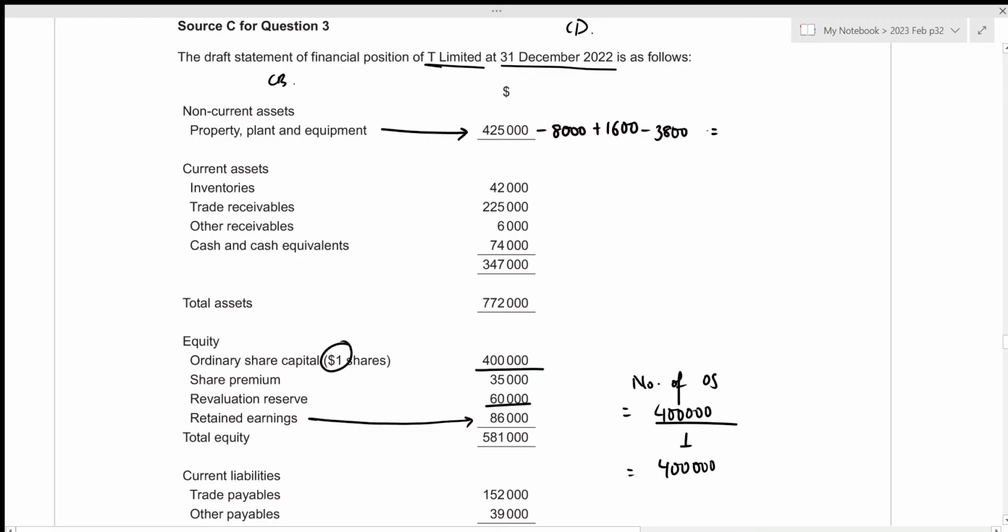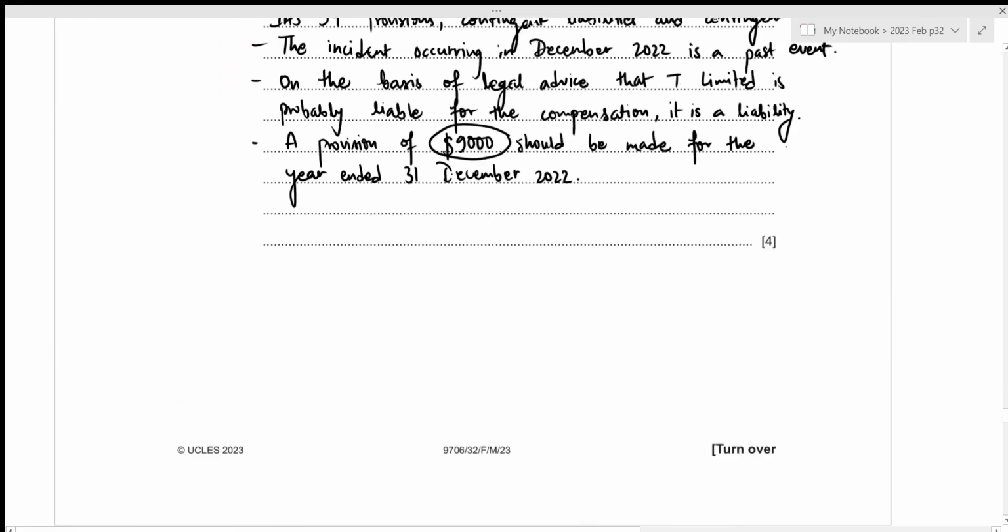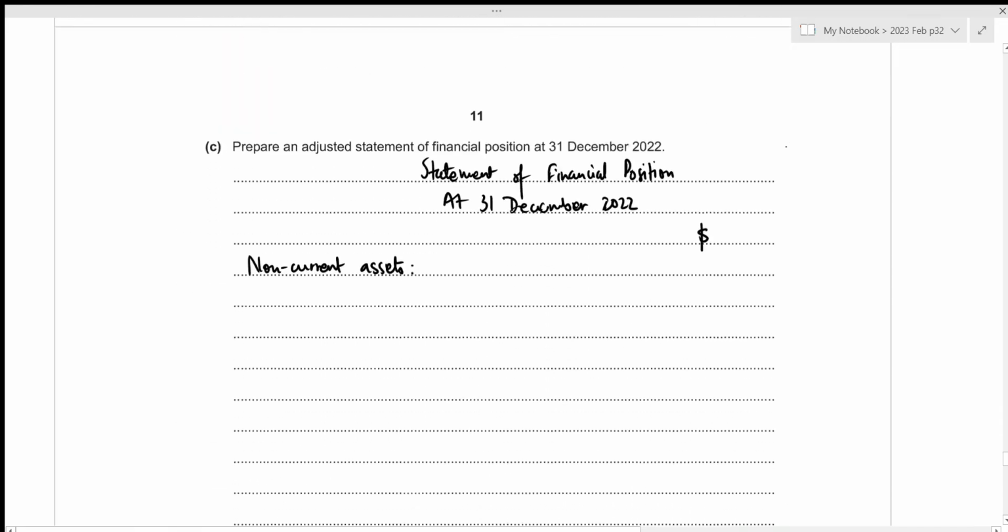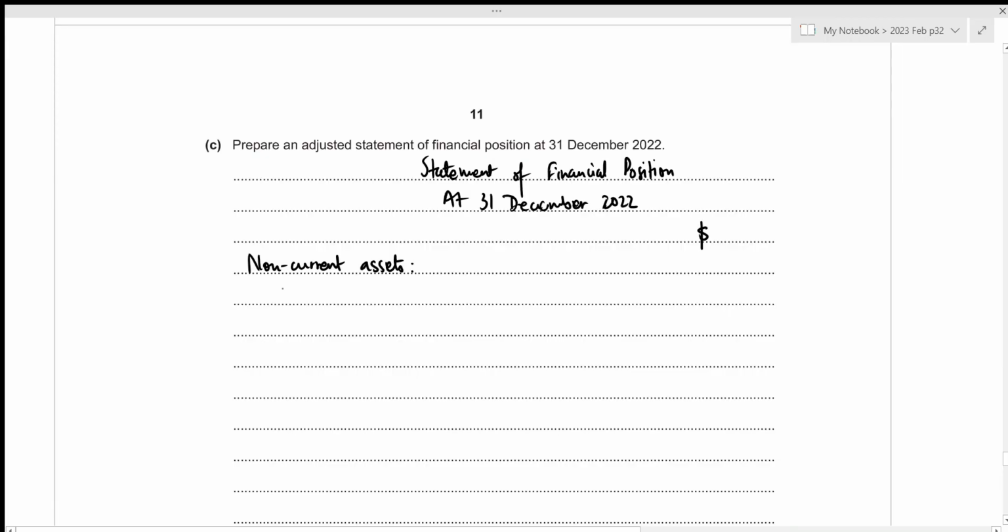And this gives our correct value of property, plant and equipment to be 414,800, which is to be included in our corrected statement of financial position. Let's write it down. That is our property, plant and equipment.